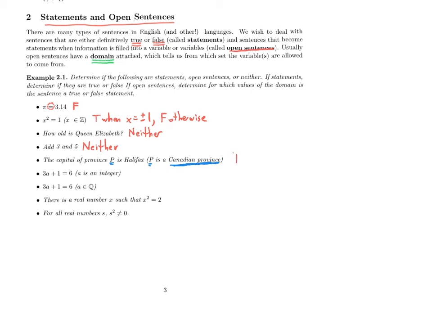So it's true when P is Nova Scotia, and false for any other value. False otherwise.